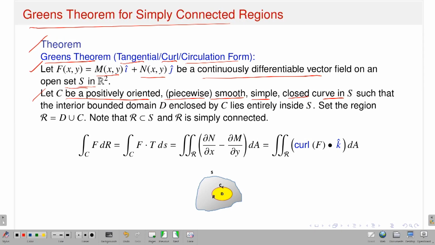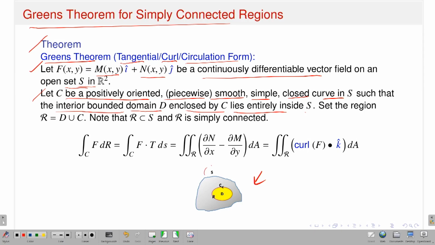So I have a domain, an open set S in R2. Consider a curve C which is a positively oriented, smooth, simple closed curve sitting inside S, such that the interior bounded domain D enclosed by my curve C lies entirely inside S. Now look at this picture. This picture I have drawn, it's clear from this picture.